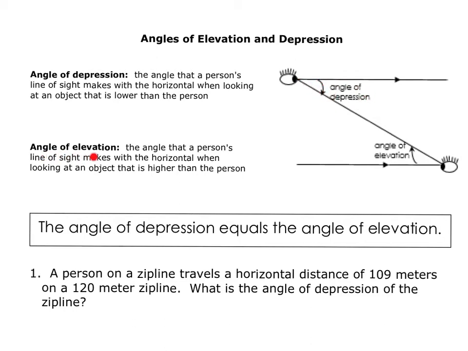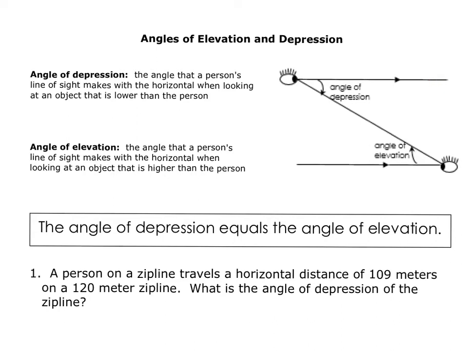The angle of elevation is the angle that a person's line of sight makes with the horizontal when looking at an object that is higher than the person. So they look up at an object that is above them. From the horizontal going up is the angle of elevation. From the horizontal going down is the angle of depression.